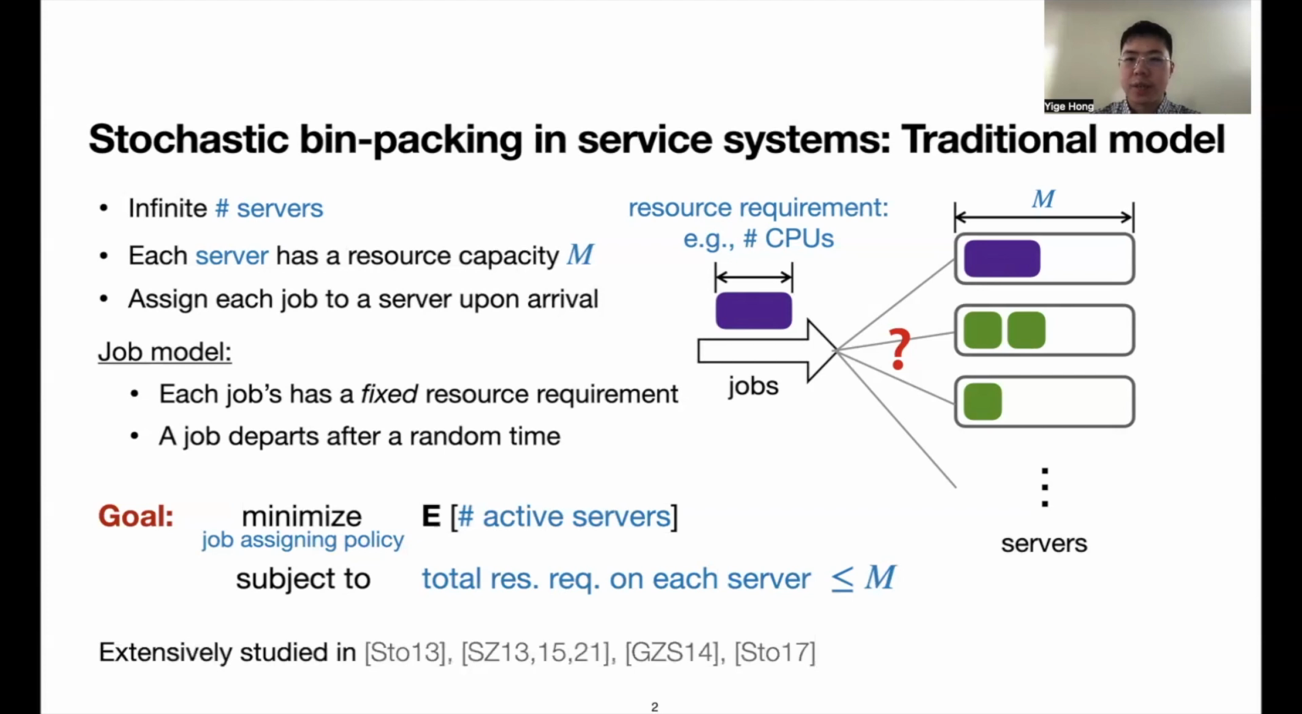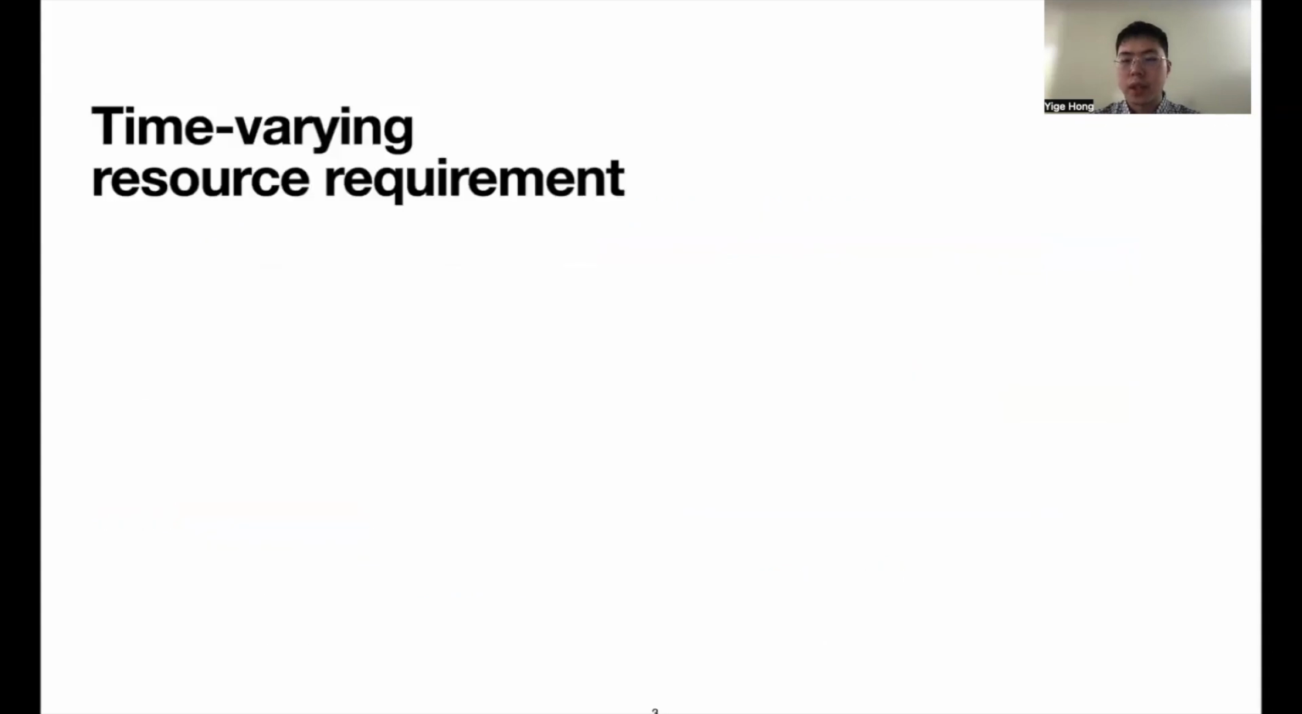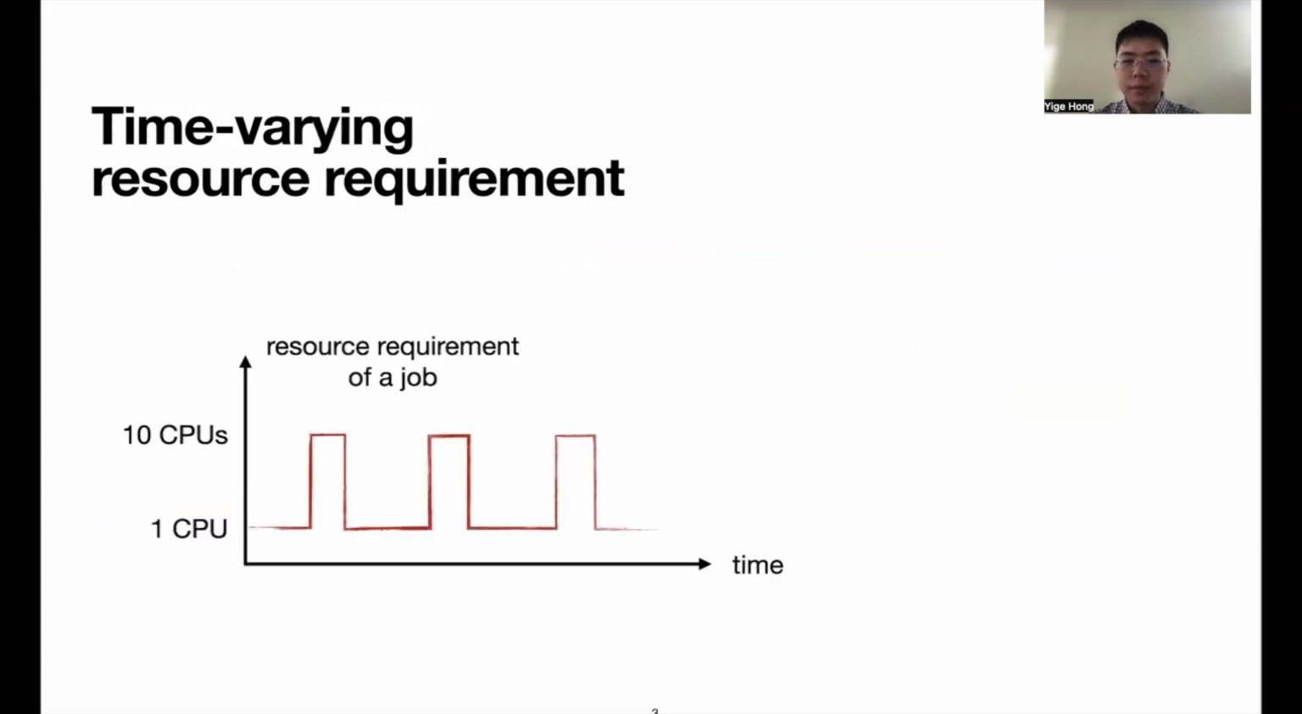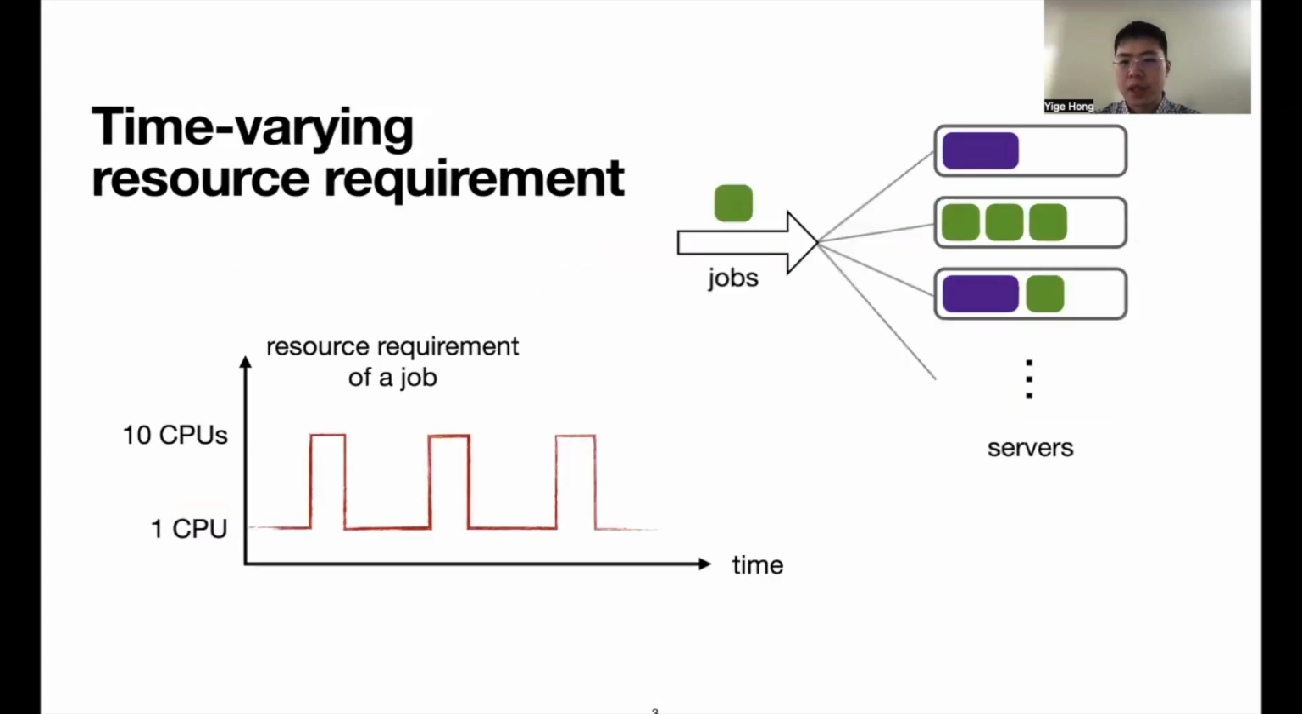This model has been extensively studied in prior work, but we emphasize that it has an important limitation. That is, it assumes the resource requirements of jobs are fixed during service. In practice, it could happen that a job's resource requirement changes during service. Consequently, after you assign the jobs to servers, they could continue to grow or shrink. Sometimes, this could cause resource contention, that is, the total resource requirement on the server exceeds the capacity.